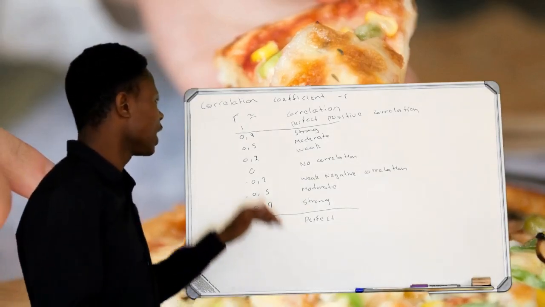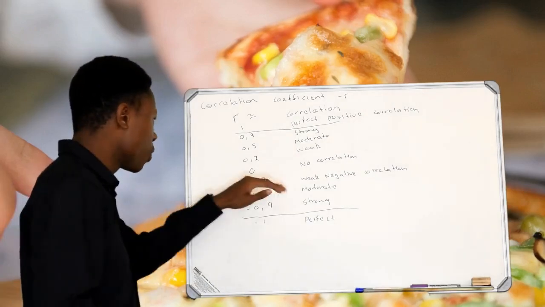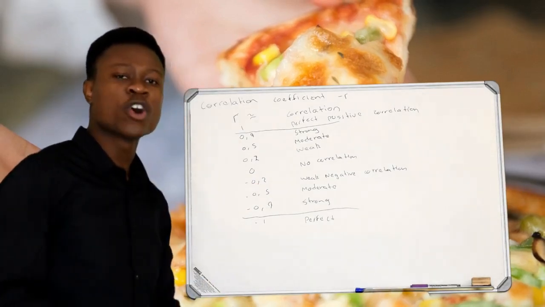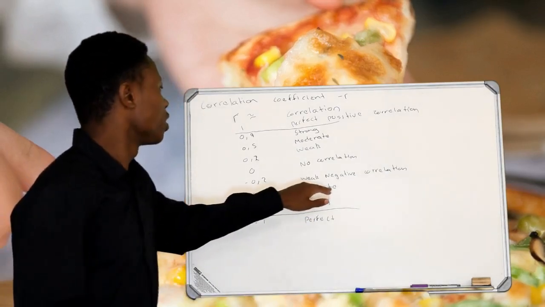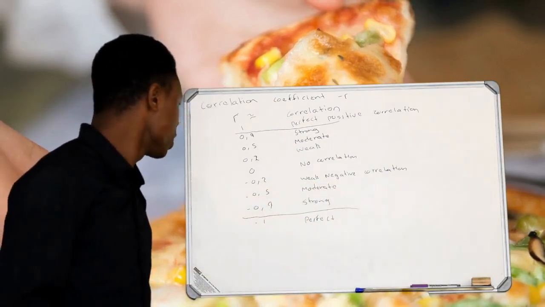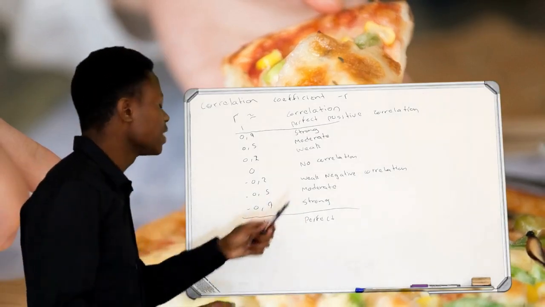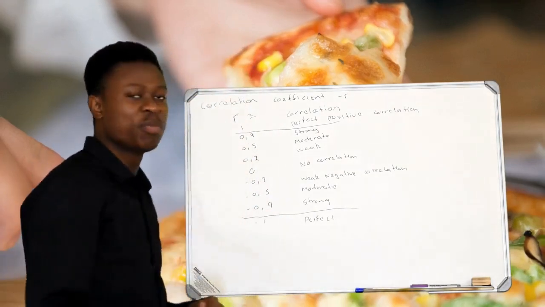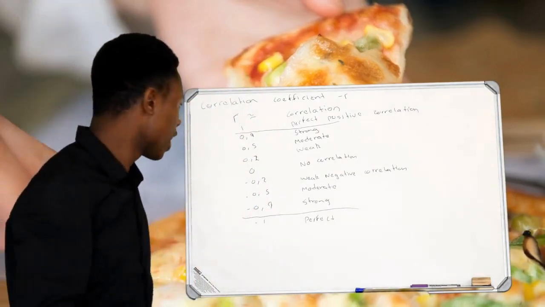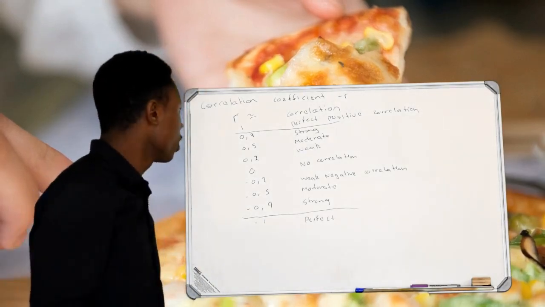They are all the same things, but it's just negative correlation. So negative 0.2 is weak negative correlation. Negative 0.5, moderate negative correlation. Negative 0.9, strong. So what does negative mean? It means that your line is decreasing. When it's positive, it means your line is increasing, right? So that's basically it on correlation.